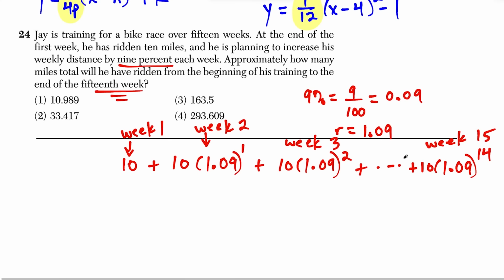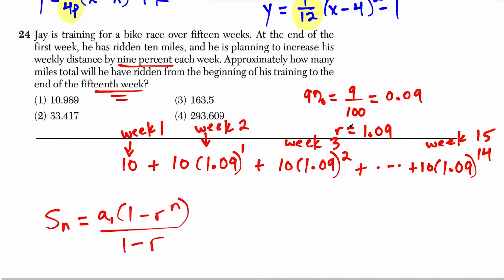But there's a nice way to do this. We can just type all of this in the calculator if you have the patience, or you could use the great formula, the sum of the first n terms of a geometric series. If you look on the reference page, you could find it: the first term times 1 minus r to the n power over 1 minus r.